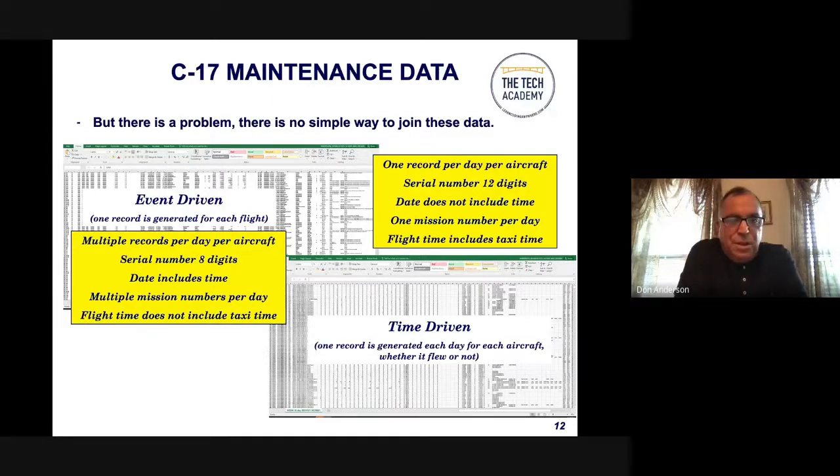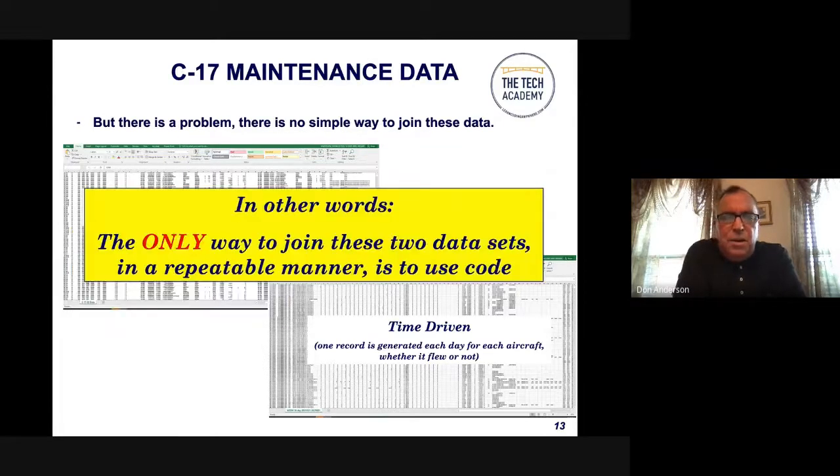On the left, we got multiple mission numbers a day, and on the right, we only have 1 mission number a day. And then, of course, the flight time on the left does not include time taxiing on the ground, and the flight time on the right does. So the bottom line is, rather than just figure out how to push these 2 together, we had to use coders to put these 2 data sets together. We had to do it in a repeatable manner. And the only way we figured out to do that is to use some sort of code.